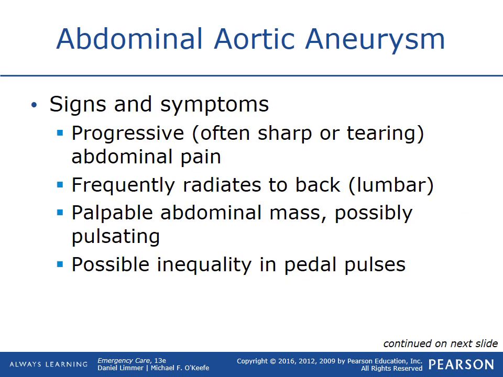Signs and symptoms of this. They'll feel a progressive, really sharp or tearing abdominal pain. It'll radiate to the back because remember it's retroperitoneal, the aorta is, and they'll feel it in their lower back. Sometimes you might feel an abdominal mass in their abdomen, and it could possibly be pulsating because that's the aorta. It's going to beat with the heart. Possible inequality in pedal pulses. One might be present, one isn't.